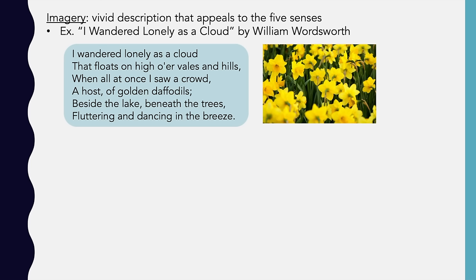So imagery is a vivid description that appeals to the five senses. We can see imagery in the poem I Wandered Lonely as a Cloud by William Wordsworth. Here the reader can really visualize the golden daffodils that the speaker is describing, because Wordsworth writes, "A host of golden daffodils beside the lake beneath the trees, fluttering and dancing in the breeze."